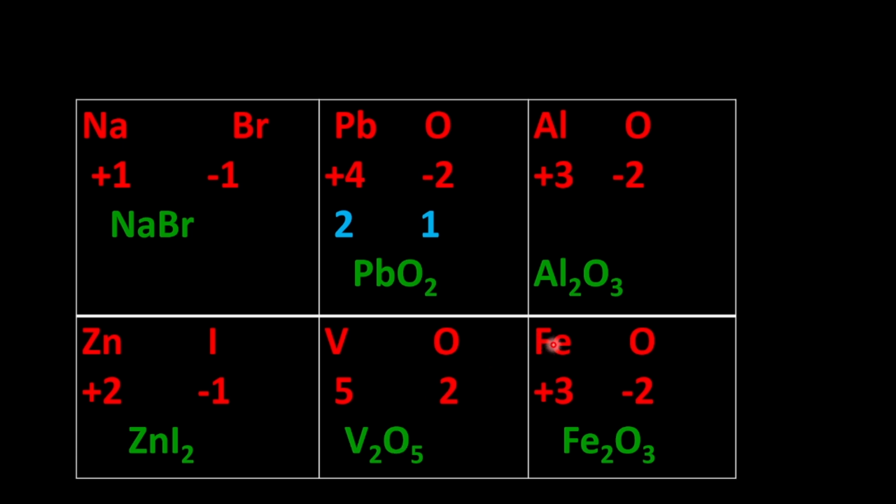V2O5. Fe has a charge of 3. Oxygen, that is 2, because it was stated that it is iron 3. So crossing also gives us Fe2O3. I hope you understand this.